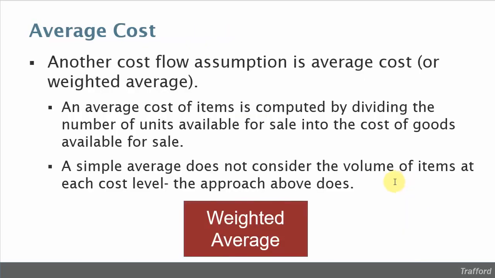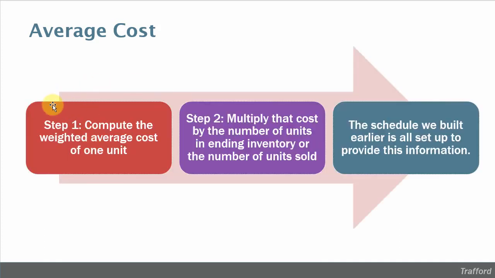All right, well, let's move on to the average cost, or I like to call it weighted average cost method. Weighted average just reminds you that indeed we're doing some sort of weighting where we weight the cost of those items that you have more of more heavily than those items that you have less of. The schedule that we built previously has all the information that we need to do a fairly simple amount of math and apply the average cost method. These are the steps that you need to apply the average cost method.